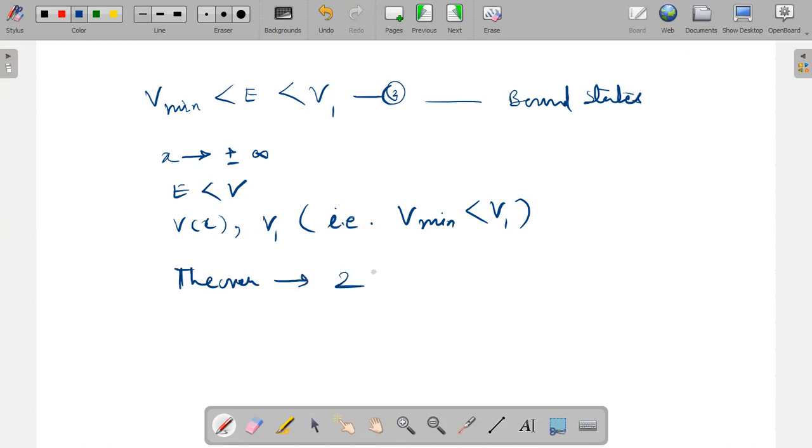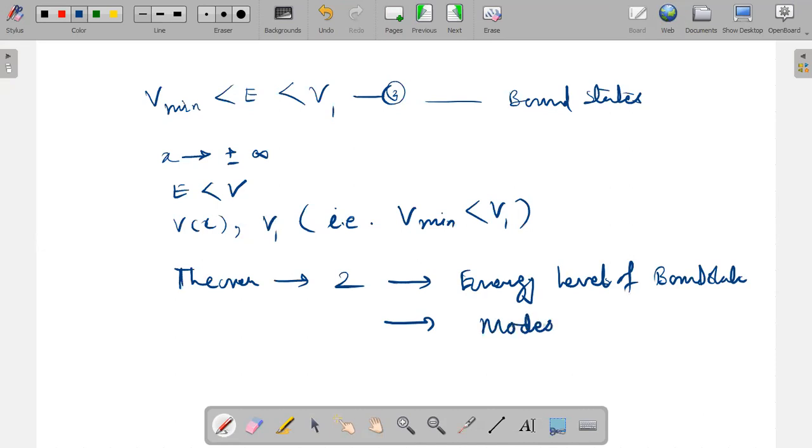There are two theorems. Number one is related to energy levels of bound states, and one more is based on the modes of the wave function. Let's see.